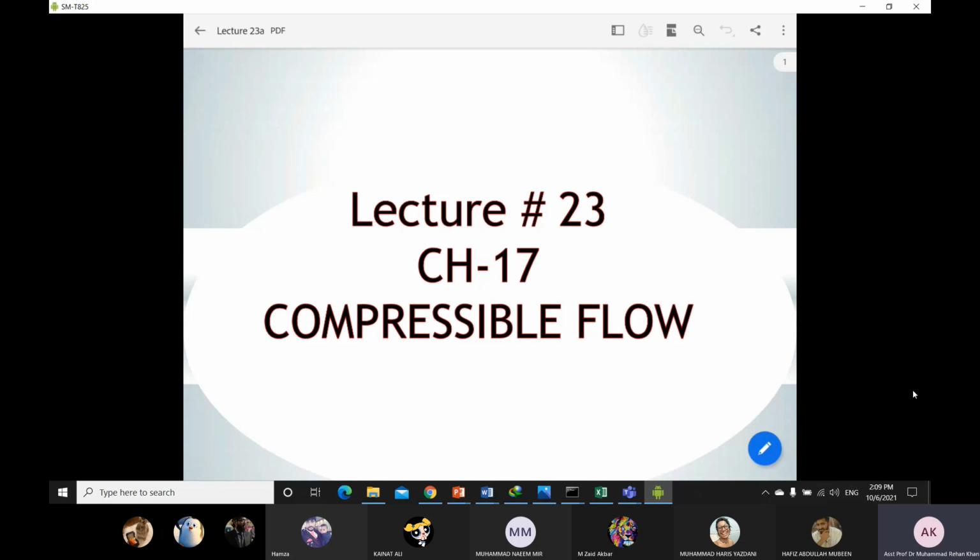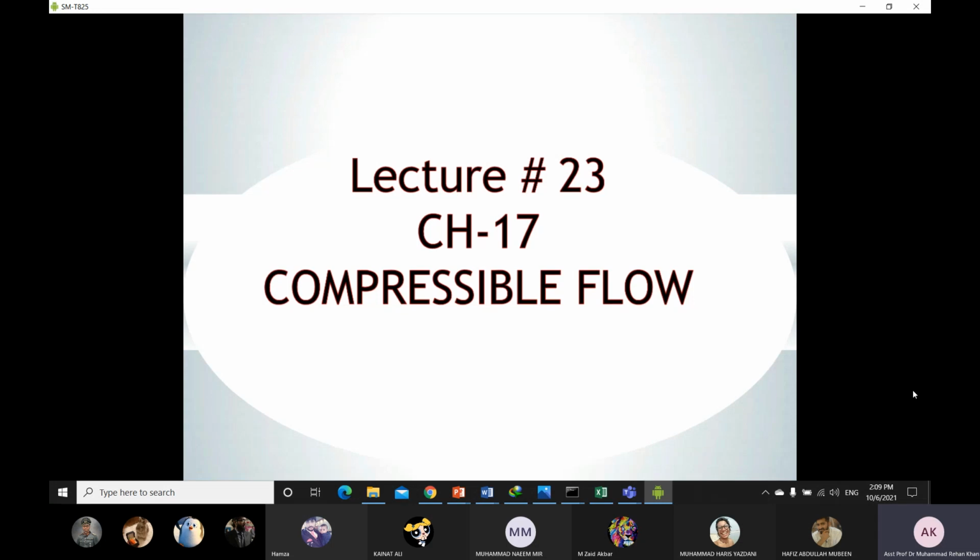So in the previous class, we already discussed compressible flow, what is the difference between compressible and incompressible flow, and how you have to judge whether your flow is compressible or incompressible. So the dimensionless number which we have to use for identification of compressible flow is the Mach number. If the Mach number is greater than 0.3, it is defined as a compressible flow. If it is less than 0.3, it is incompressible flow.